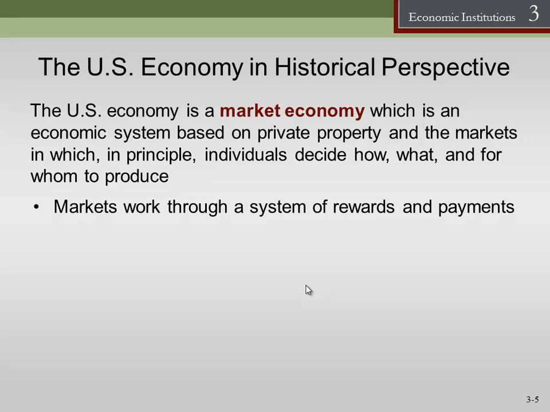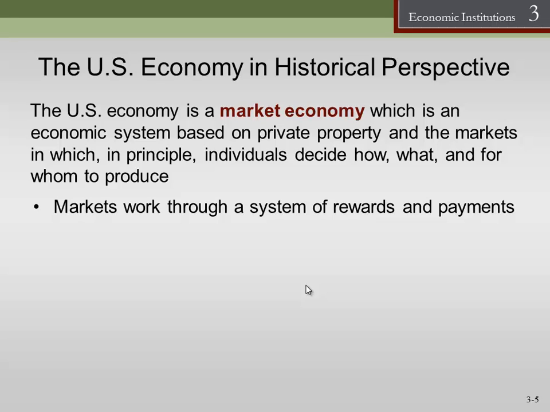So markets work through a system of rewards and payments. So we basically have this incentive. Why do I want to produce soybeans if I'm a soybean farmer? Well, simple. Because somebody buys my soybeans, and from them buying my soybeans, I earn income. All right. I have to have that income in order to live, and I'm not exactly just creating soybeans for the heck of creating soybeans.